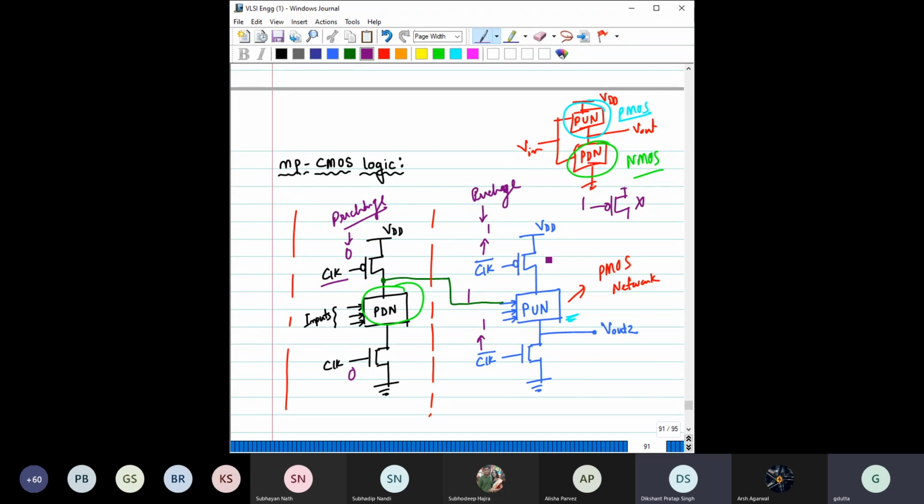So that means this transistor is off. But you have given 1 here, that means this transistor is on. So if something is there in this node, that will discharge. Right? So basically you are charging this node, you are discharging the next node. Okay? Now, in the evaluation phase, what will happen?